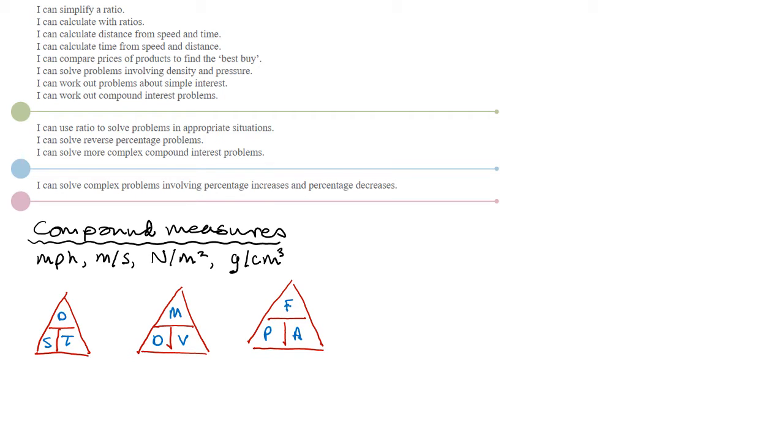Now the units are normally fixed types of units, so we do meters per second, we don't do meters per minute or meters per hour. We normally use meters per second or grams per cubic centimeter. We do need to know how to convert, and these ones can be tricky: converting between centimeters squared and meters squared, and converting between centimeters cubed and meters cubed.